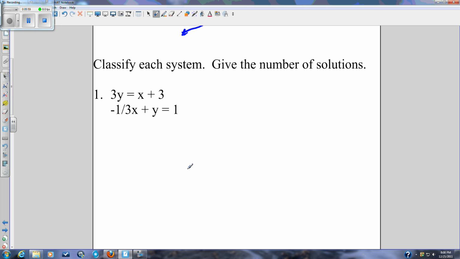So we want to think about how we want to solve this. If you want to use substitution, elimination, or graphing, I would probably use substitution in this first problem because I can get my x isolated very easily. So I'm going to solve 3y equals x plus 3. I'm going to solve for x. And I'm going to do that by subtracting 3 from each side. So I've got 3y minus 3 equals x.